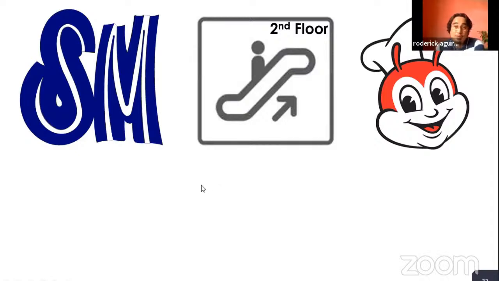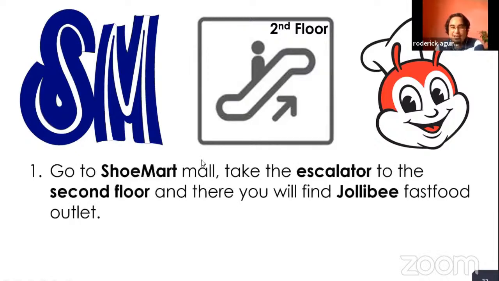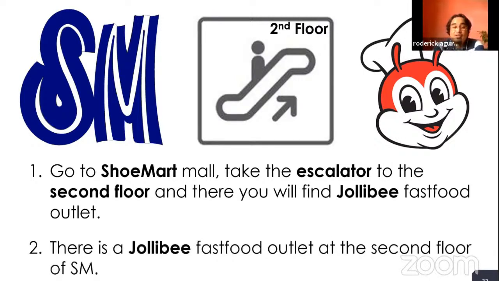So Sister can do it right away, since I saw her, Sister St. Mary. The teacher will say, okay, I'll give you an example. Go to Shoe Market Mall or SM, take the escalator to the second floor, and there you will find the Jollibee fast food outlet. So that can be the statement. Or there's a Jollibee fast food outlet on the second floor of SM.